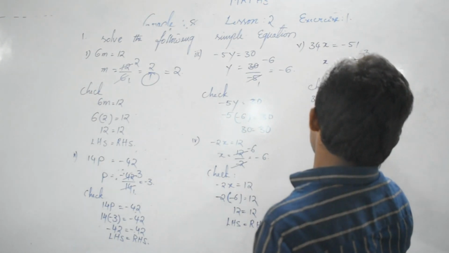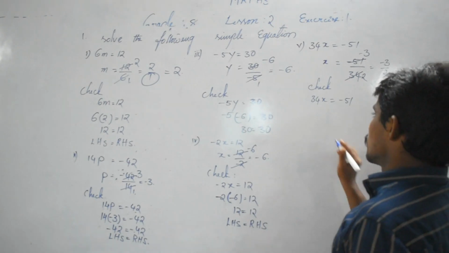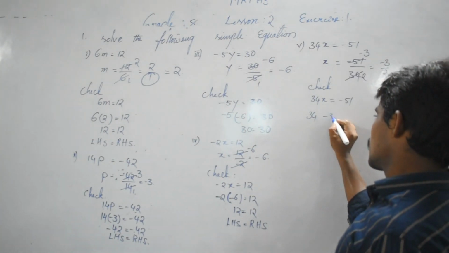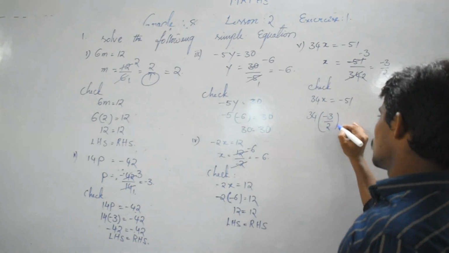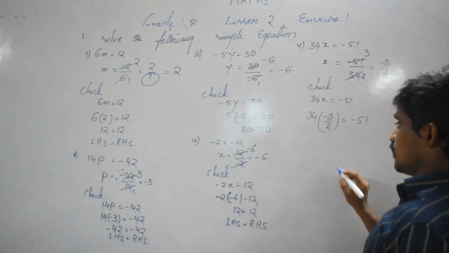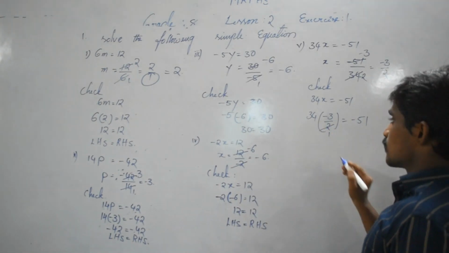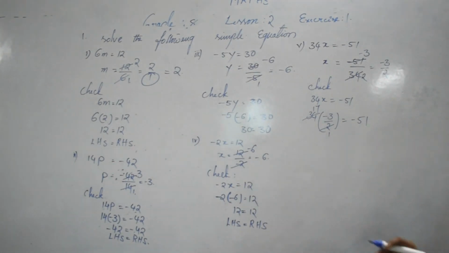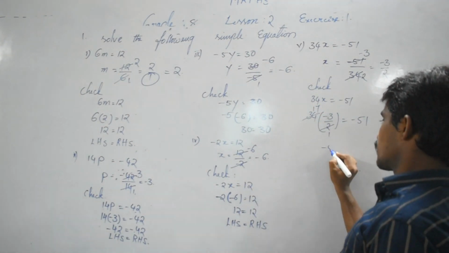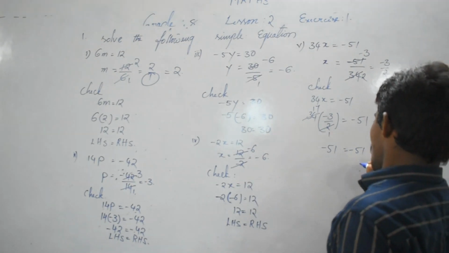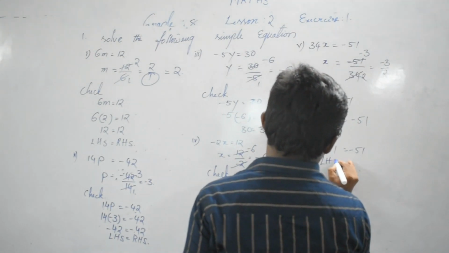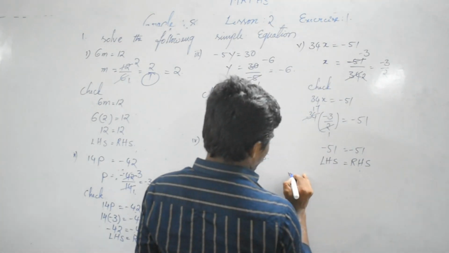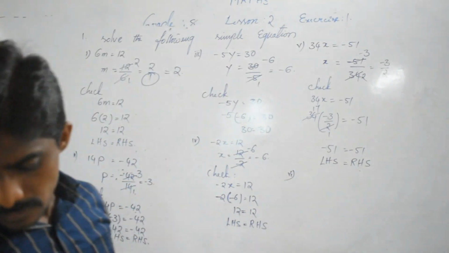34x equal to minus 51. 34 into minus 3 by 2 is equal to minus 51. Here see, 2 ones are 2, 2 17s are 34. So 17 threes are 51, minus 51 equals minus 51. LHS is equal to RHS. Sixth one. Next one.